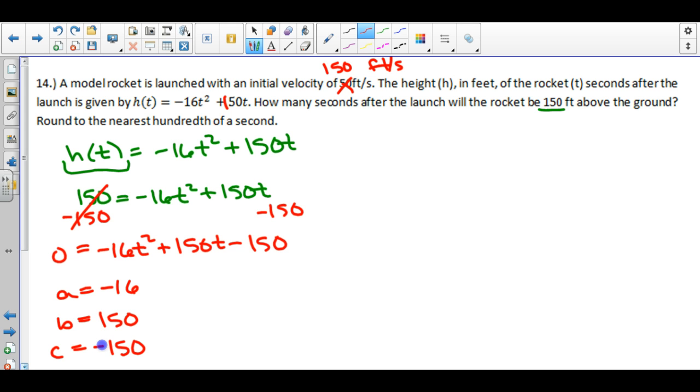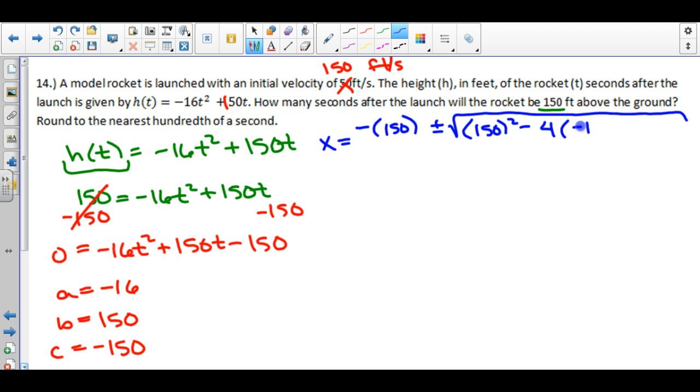Okay, so now we're going to take those A, B, and C values and substitute them into the quadratic formula. So it's going to be x equals negative, or opposite B, so negative 150, plus minus the square root of b squared, so 150 squared, minus 4a, which is negative 16, times c, which is negative 150. And all of that is going to be over 2a, so 2 times negative 16. And then we're going to simplify this. So I would definitely suggest pausing this video and trying it yourself and then going back and checking. I'm just going to keep working through it.